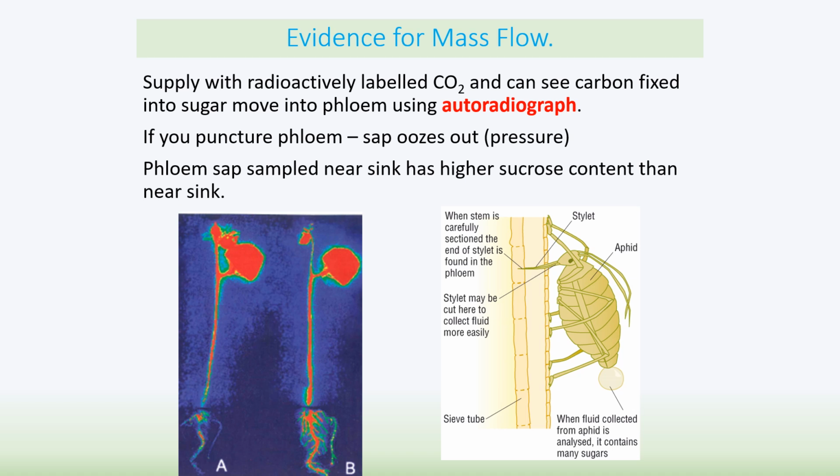Now, some evidence for the mass flow hypothesis can be seen. We can follow where sucrose goes by radioactively labeling carbon dioxide, which then becomes the glucose, which then becomes the sucrose. You can puncture the phloem using aphid stylets, and then it will ooze out under pressure, showing you there's a high pressure as a result.